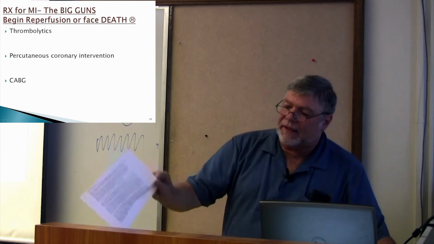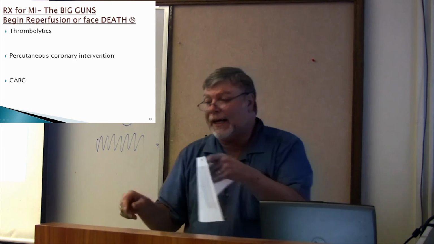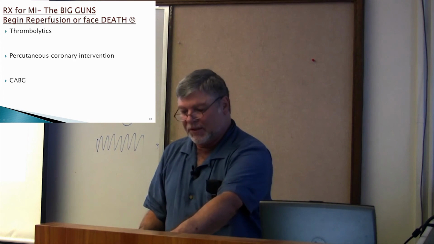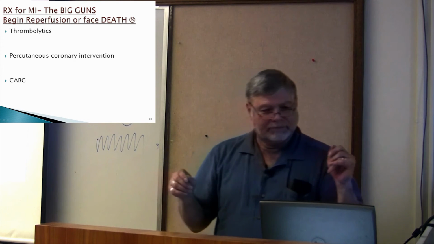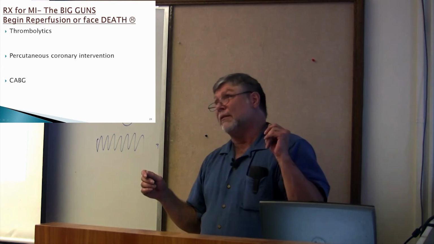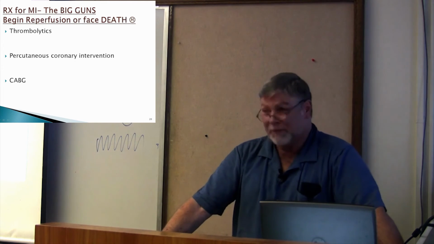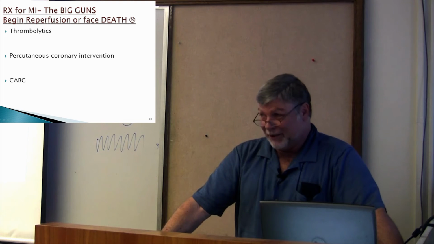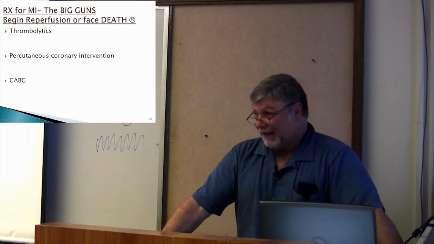So then those that can't get a thrombolytic will often end up going in for a PCI, which stands for percutaneous coronary intervention. Suddenly I can't remember what the T stands for. But in a percutaneous intervention, you go in, and that's when they get a stent.